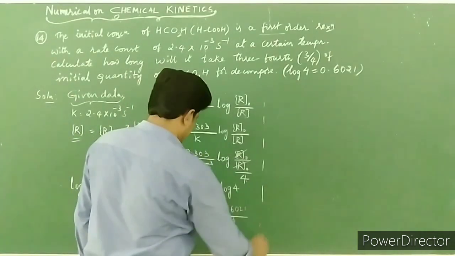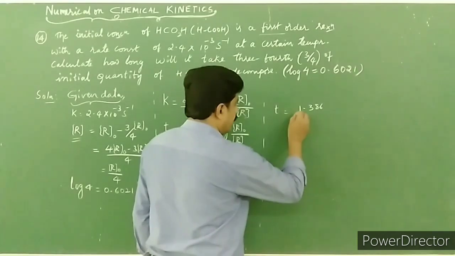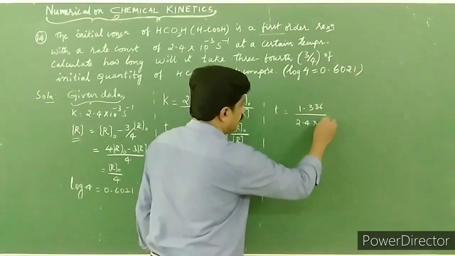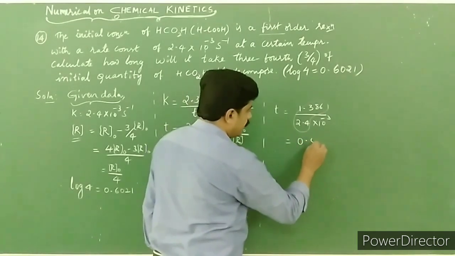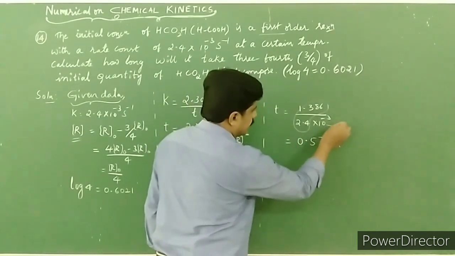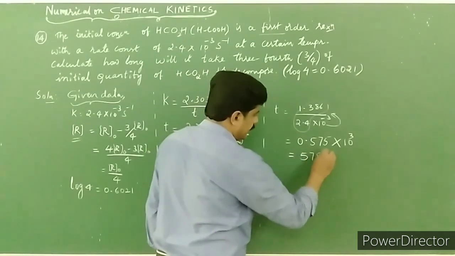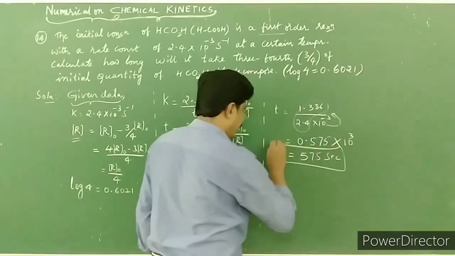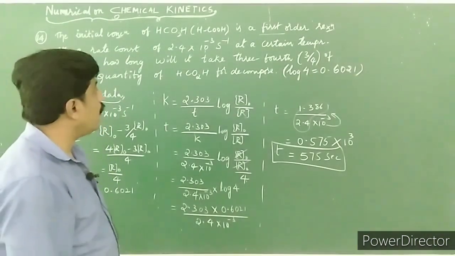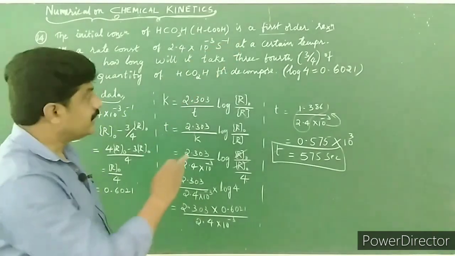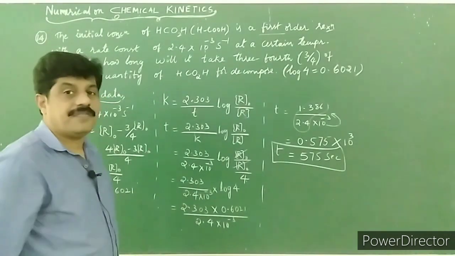Children, if you simplify, look here, T is equal to 1.386 upon 2.4 into 10 to the power of minus 3. If you simplify these two, I'm going to get 0.578, and the 10 to the power of minus 3 will go to the numerator as 10 to the power of 3. In that case, it is 575 seconds. So T is equal to 575 seconds. That means 575 seconds are required to reduce the concentration of HCOH to 3/4 decomposition. So this is how you need to solve this kind of numerical.